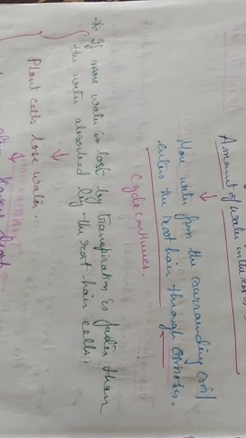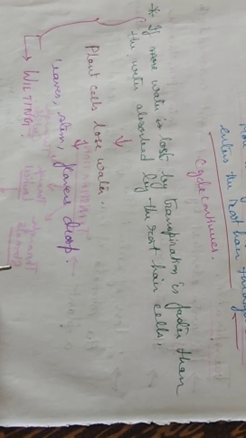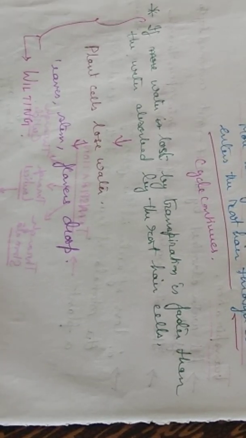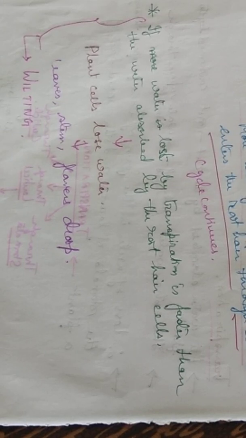If water is lost by transpiration faster than it is absorbed by the root hair cells, that creates wilting. When there is a windy day or more heat in the surroundings, more transpiration takes place, and we see the leaves, stems and flowers droop down. The plant cells lose water, and that is known as wilting.